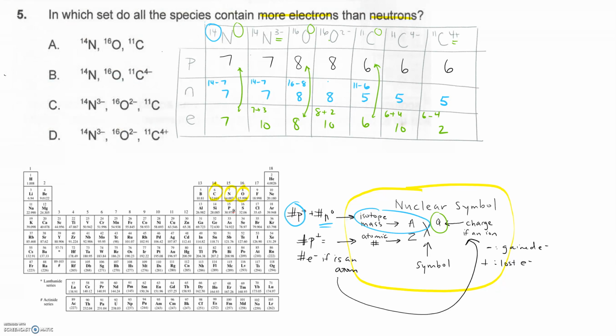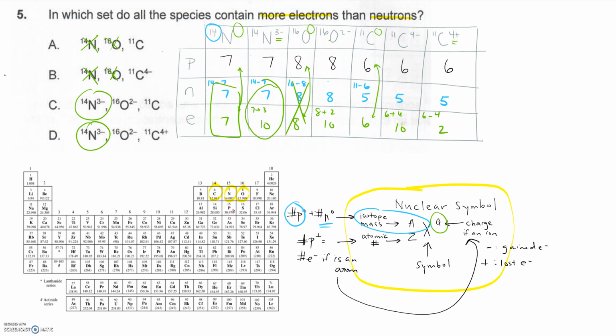Now I can look at my various setups here. I have nitrogen of 14 in this first one. There I have the same number of neutrons and electrons, and so that does not meet my requirement of more electrons than neutrons, so it is not going to be A or B. Then I can look at my nitrogen with a 3 negative charge. Sure enough, this one's a good one. I have more electrons than I have of neutrons, so that is one of my possibilities. So that again verifies that it's going to be either C or D. O with no charge is not going to be our answer because they're the same thing, which is just verifying again that A and B are not my answer.